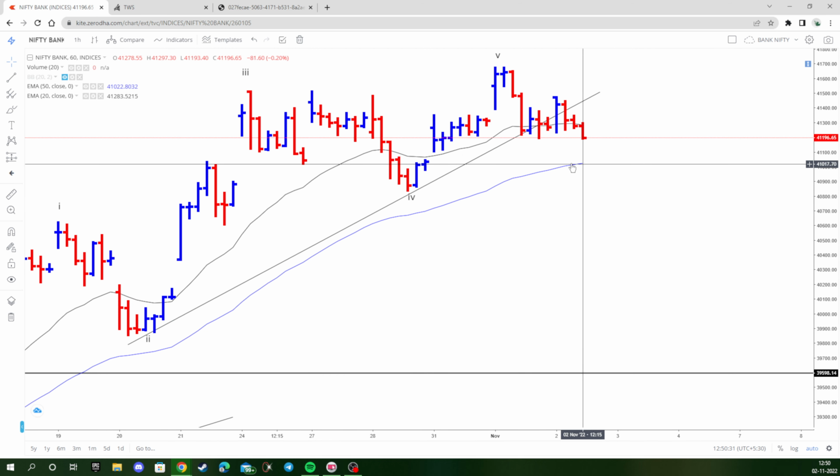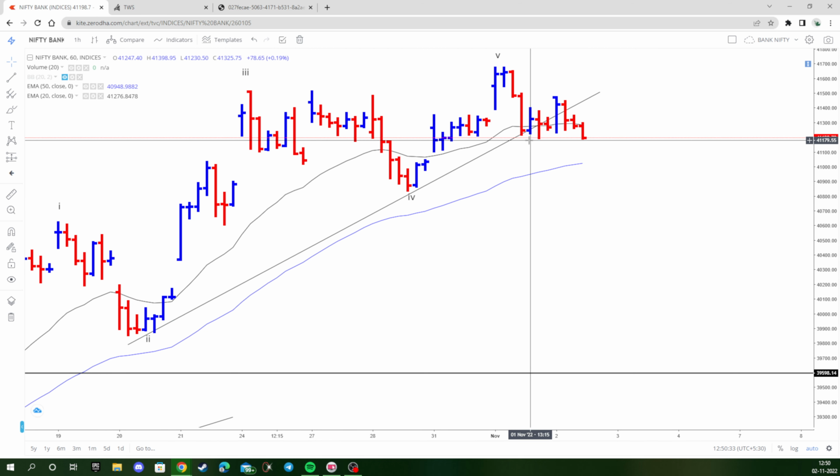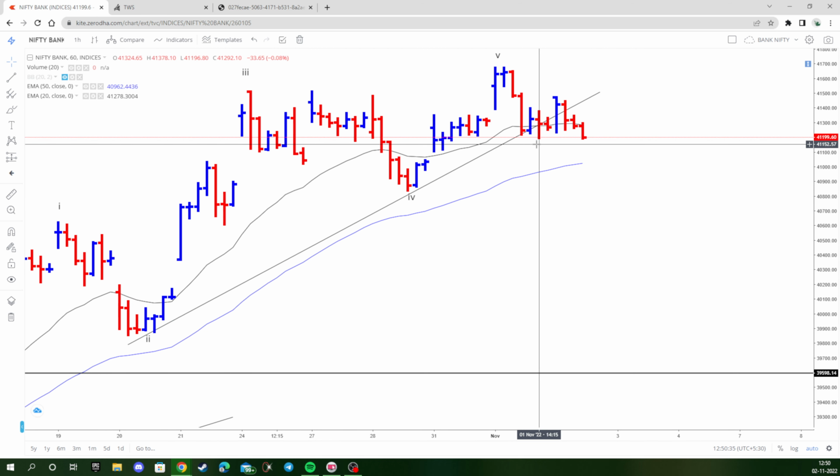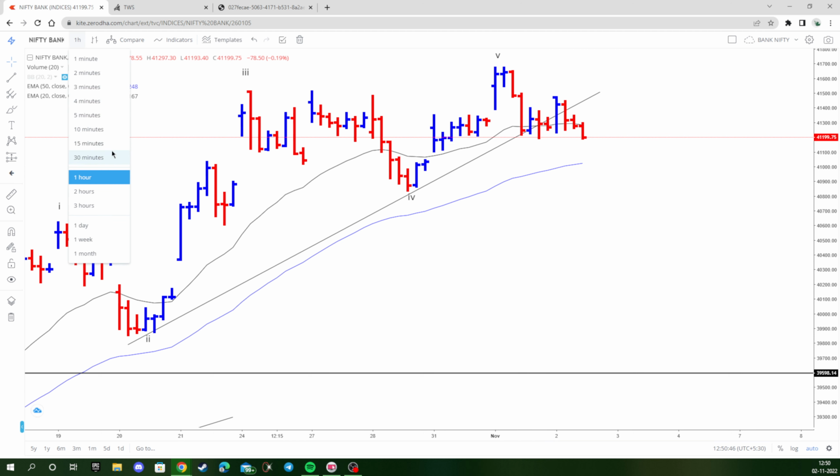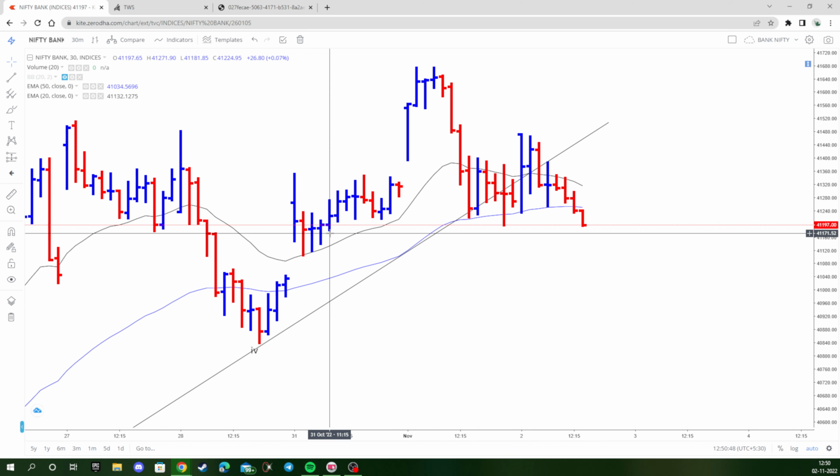So we have closed below the trend line, and we are also trying to close below yesterday's low. Yesterday's low was around 41,196.80. We are trying to go over there. Let me take you to the 30-minute chart of the index.